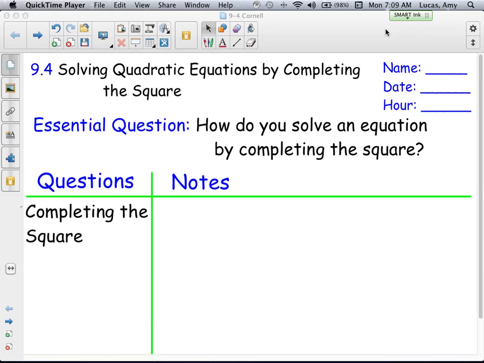Lesson 9.4, Solving Quadratic Equations by Completing the Square. Our essential question is, how do you solve an equation by completing the square? And our vocab word is also completing the square. What completing the square means is turning a quadratic into a perfect square.